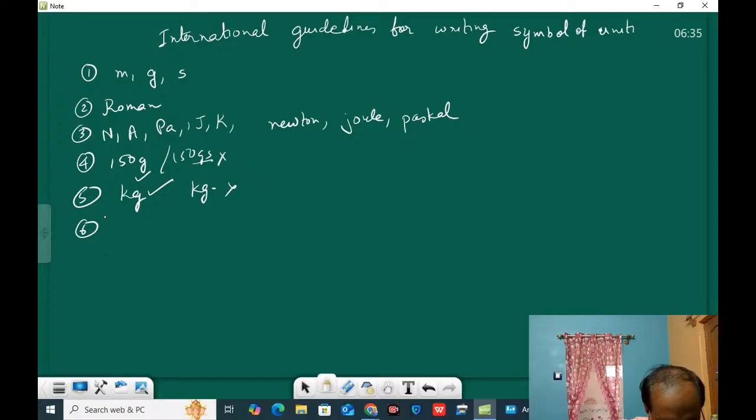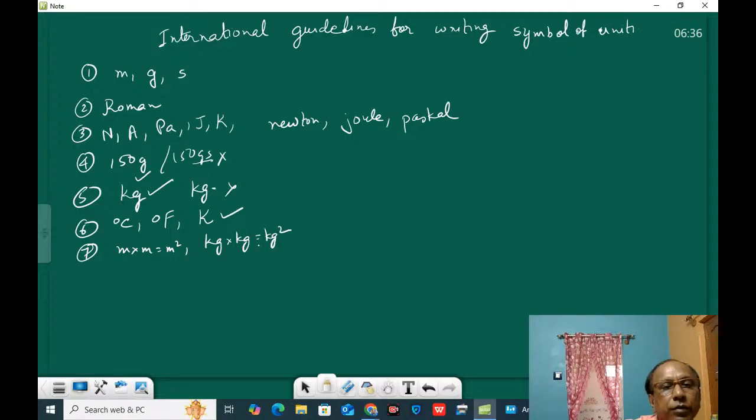And the next one is in temperature, we can write degree centigrade, we can write degree Fahrenheit, but in case of Kelvin, we write only Kelvin, not degree. This is the correct way of writing temperatures. And number seven, we know that 1 meter into 1 meter, or meter into meter, is meter square, or kg into kg is kg square. This is the perfect way or right way to write the units.